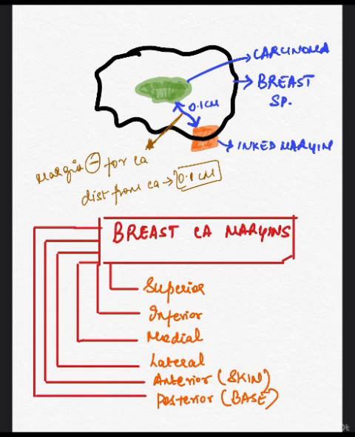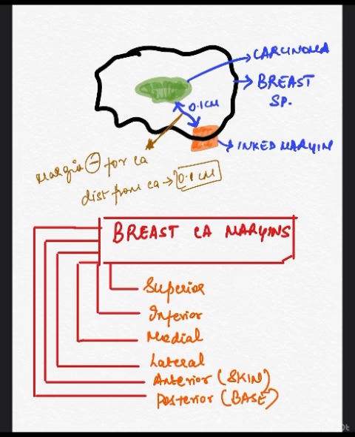Like I have explained in this diagram, say for example, this is a breast specimen, the carcinoma is here, this is the further tissue, and this is the area that you have inked as your margin. Okay, so even if it is 0.1 centimeter, this margin is negative for the carcinoma because the distance from the carcinoma is 0.1 centimeter.